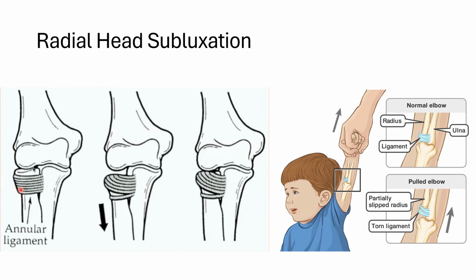This is another ligament. This is the radial head. Here the radial head is slipped. Here the ligament is entrapped between the radiohumeral joint. Here is radial head subluxation.